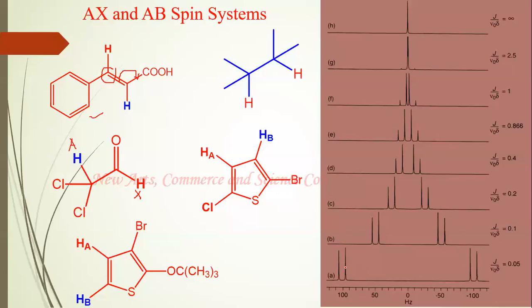So such type of doublets are observed because of the AX spin system, that is, a large difference in the chemical shift value. See, this can be considered as an A signal and this can be considered as an X signal. But as soon as the chemical shift values have less difference, what happens? The signals come close to each other.